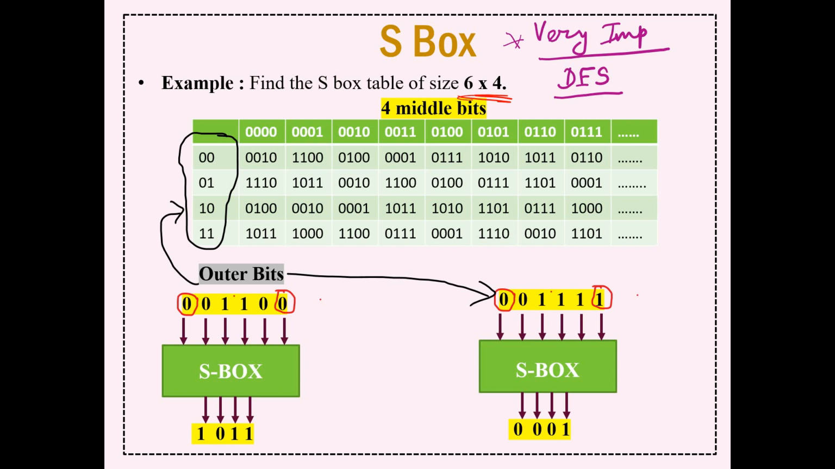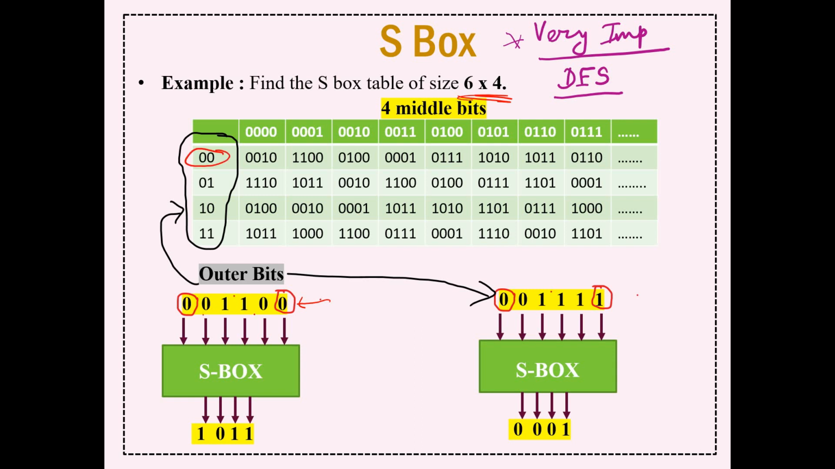Now the logic behind this is that the outer 2 bits of any 6-bit input, for example 0, 0, 1, 1, 0, 0, are considered as the row, and the middle portion is considered along the x-axis. That is how the output is looked up. The 4 middle bits have been mentioned here. Suppose the input is 0, 0, 1, 1, 0, 0. First of all, we have to exclude the first and the last bit. So where is 0, 0? It lies somewhere here.